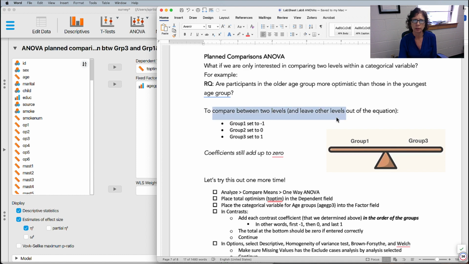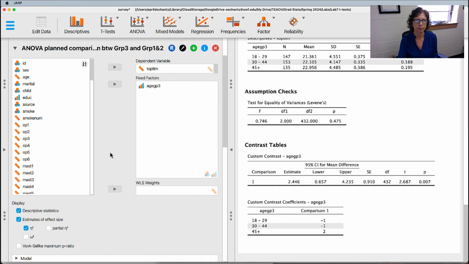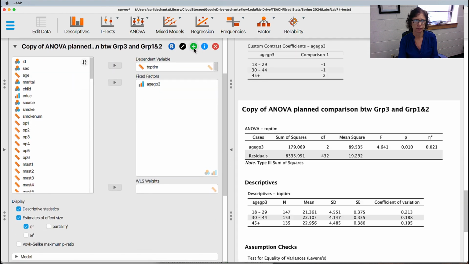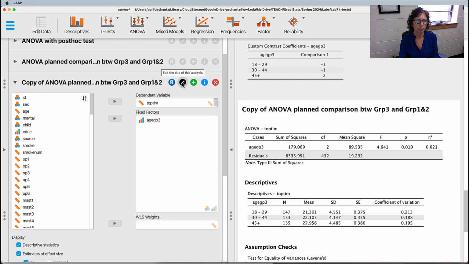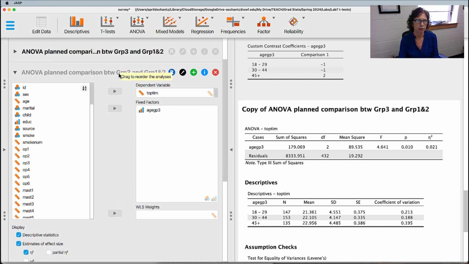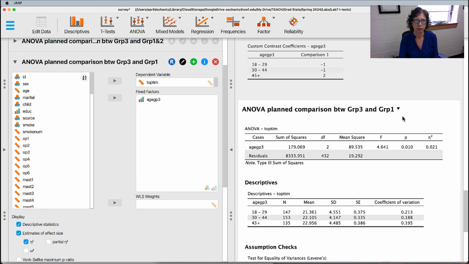So to compare between two levels and leave the other levels out of the equation, we're going to set the one that we don't want included as 0. Let's try that out in JASP. So I'm going to go ahead and duplicate this one, and then I can rename it because this is between group 3 and just group 1. There you go, so that I can see in my results my title there and know which one I'm on.